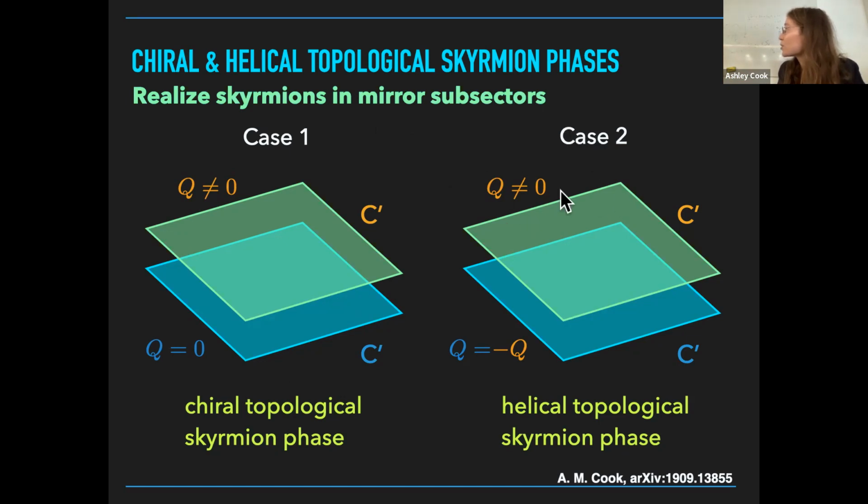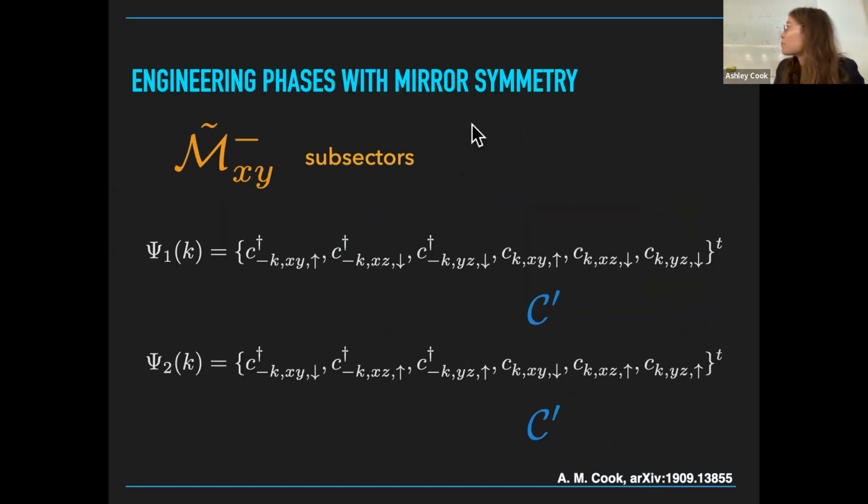And then there's another really cool case where you can have a non-trivial Skyrmion number in one mirror subsector and minus of that Skyrmion number in the other mirror subsector. And I call this the helical topological Skyrmion phase because you can think of it as basically a generalization of a quantum spin Hall insulator. If you think about the fact that you can construct a quantum spin Hall insulator from a Chern insulator and its time reverse partner.